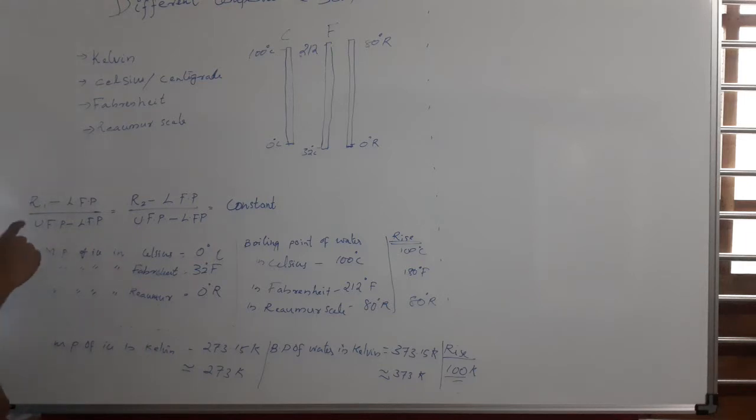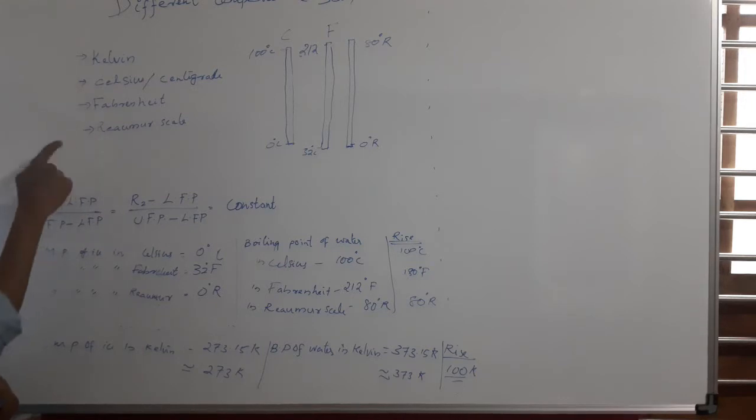We have already learned the reading. We can compare the reading of the first scale, minus lower fixed point. The lower fixed point in the case of centigrade Celsius is the melting point. Here we will take the melting point, here also the melting point, here also the melting point of ice. Melting point of ice is the lower fixed point taken in Romer scale, Fahrenheit scale and Celsius scale.